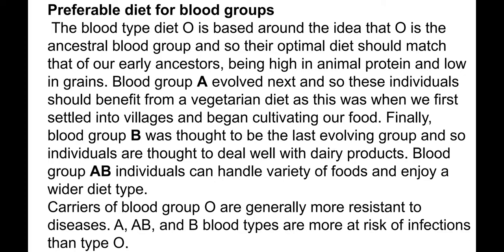But groups A, AB, and B are more at risk of infections than type O, especially group A, because the acidity of the gastric juice is very important to kill bacteria and microbes which come with food to our stomach. If group O has high acidity of the gastric juice, then we are better protected. People with such high acidity are better protected from infections.